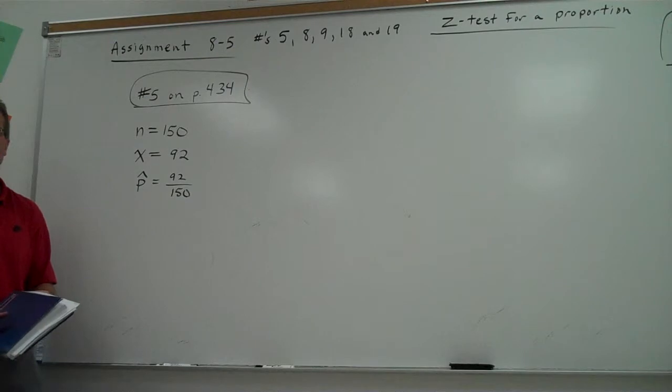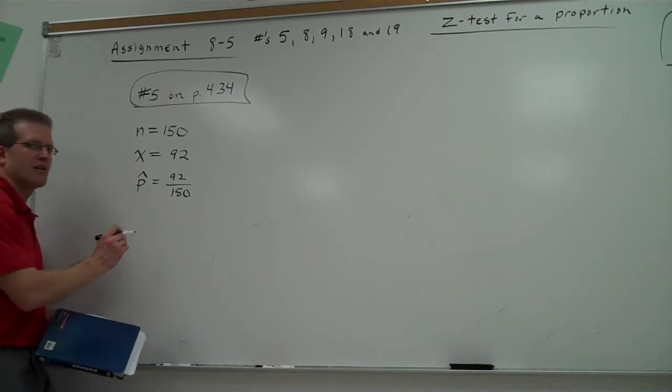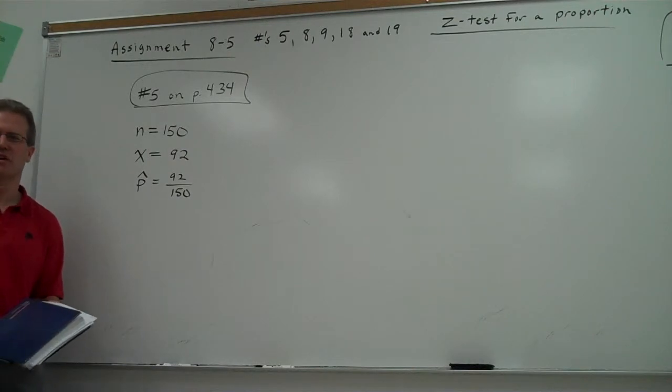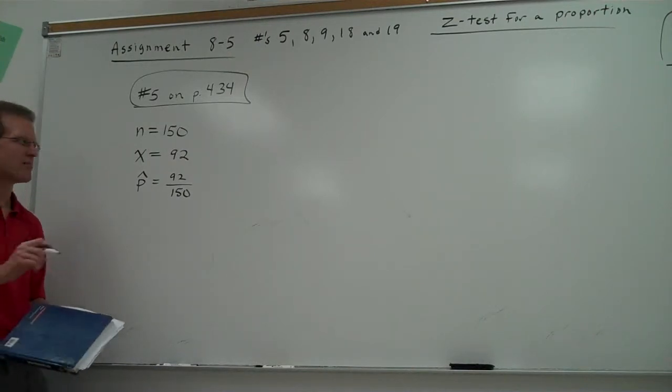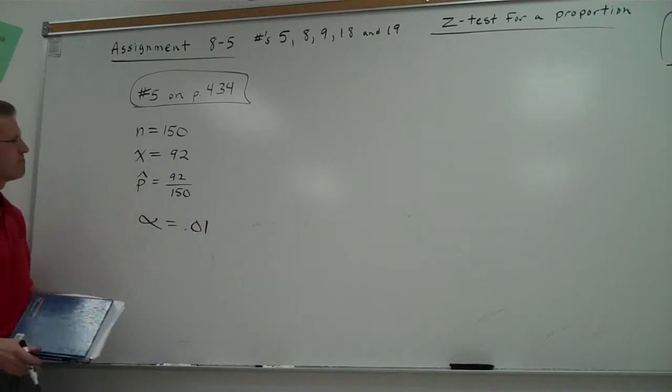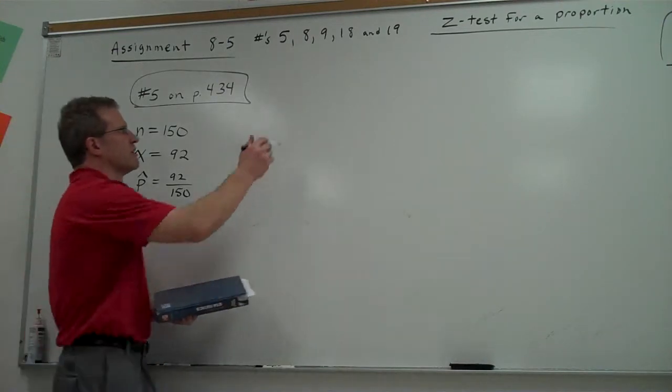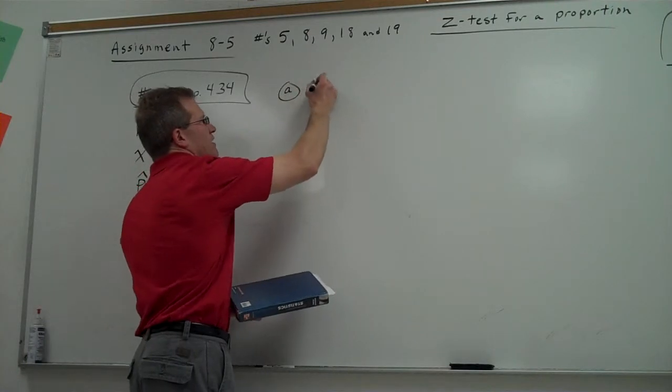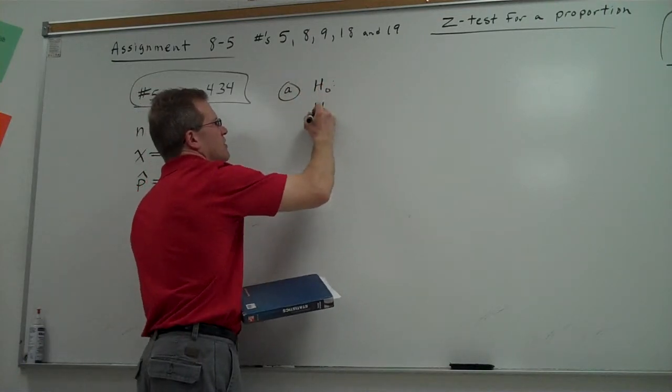So what's alpha? Guys, if you're out there talking, it's really hard to hear that video when there's talking in the background, so please stop talking and pay attention. Alpha is 0.01. Okay? So we're going to do our 5 steps again. We're going to start by writing the null and the alternative.